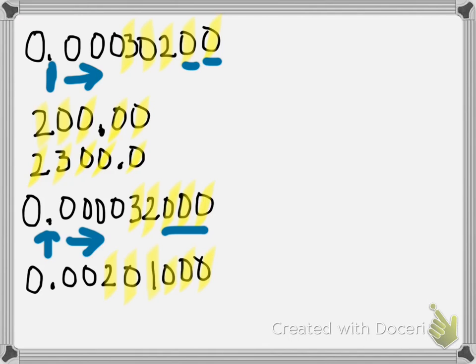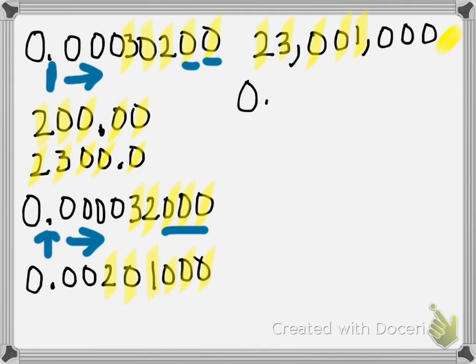Letter B, 23,001,000. Again, the 2, the 3, the 1 are significant because they're not zeros. And these 2 zeros that are between them are significant because they're between numbers that are not 0. Because this is an understood decimal, it's not written, this only has 5 significant digits.